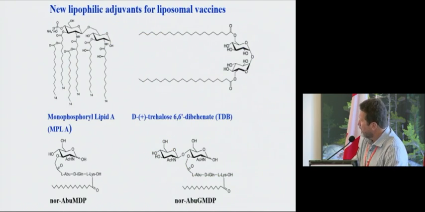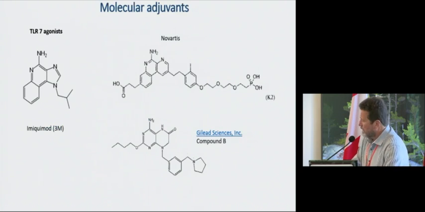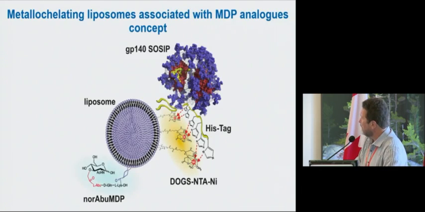At present we are working with different adjuvants like monophosphoryl lipid A, trehalose dibehenate, nor-AbuMDP and nor-AbuGMDP. And we can also incorporate into liposomes some hydrophilic molecules, generally TLR7 agonists, which are produced by different companies now. So now I will talk about this concept and joining the concept with nanofiber material.